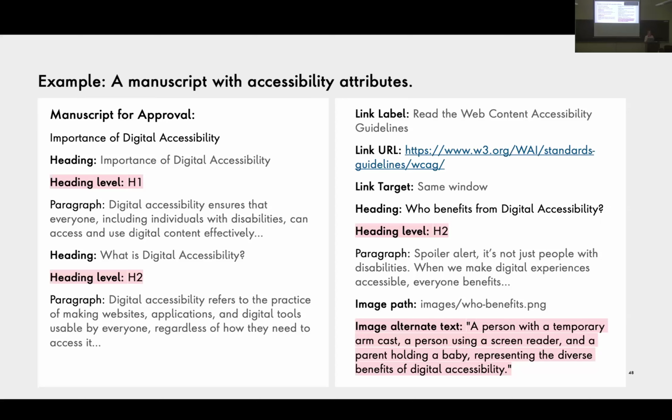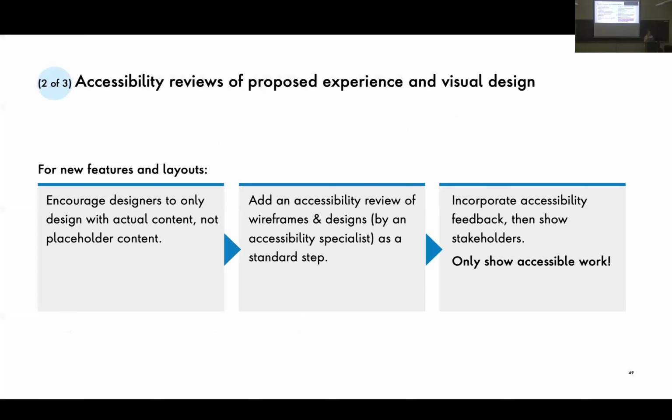Maybe they've included things like "image of" or "picture of" or whatever, and you can steer them toward the right way to write alternate text. So this is why I say that this needs to happen every single time that they submit a manuscript. They should always get it checked for accessibility, always get that learning, always incorporate the feedback, and then they can show their stakeholder afterwards. All right, so that's writing.